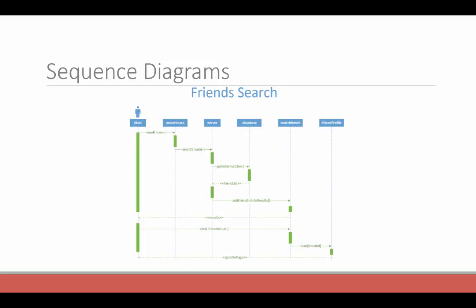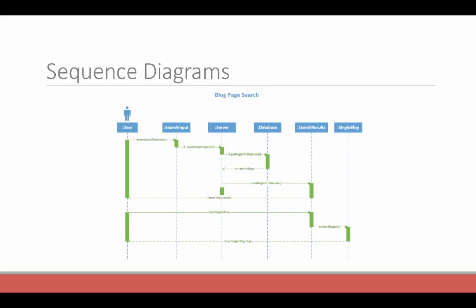Next one is the friend search. Here the user has to enter in the search input some characters or a name, and then after that a request is sent to the server with that parameter. The server sends the request to the database, and the database returns the results to the server. And after that, the server sends the result to the result page. After that, the user clicks on one of the results that he got, and he is rendered to the profile page of that person.